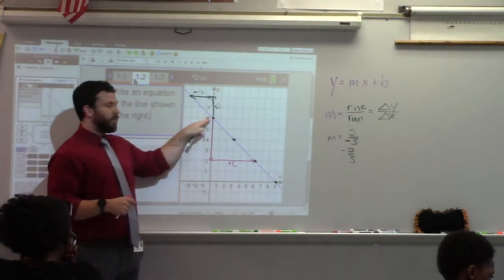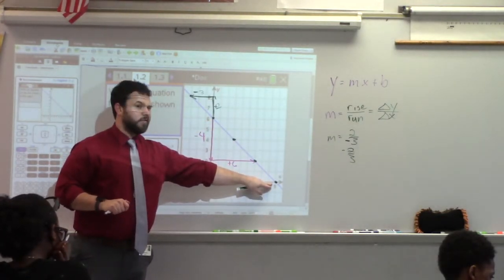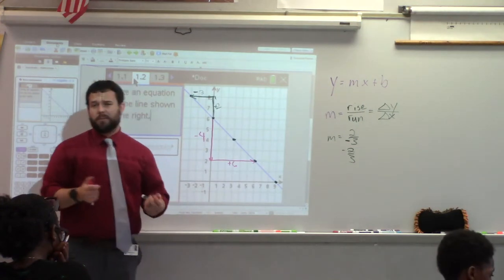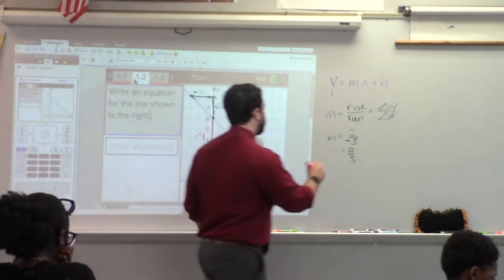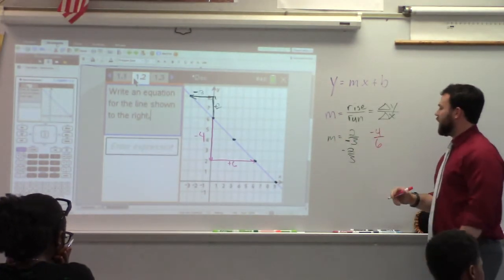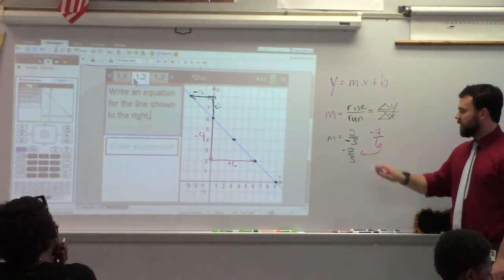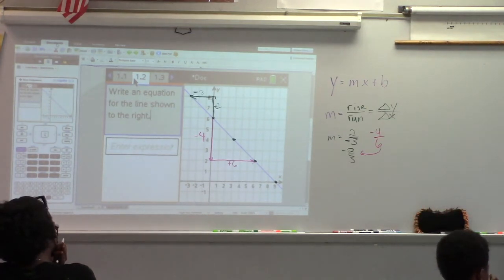I think some of us went from the y-intercept all the way down to the, what's that point called? X-intercept, right? That would have been perfectly fine as well. But regardless, if I do negative 4 divided by 6, anybody know what that would become? Negative 2/3. Okay?